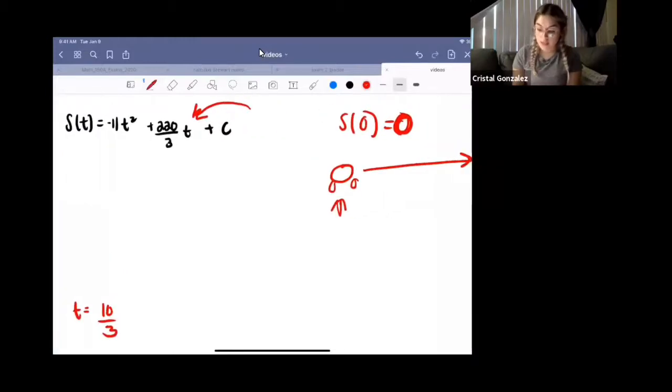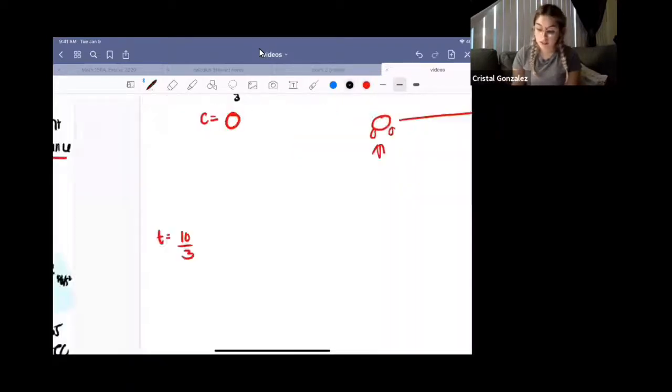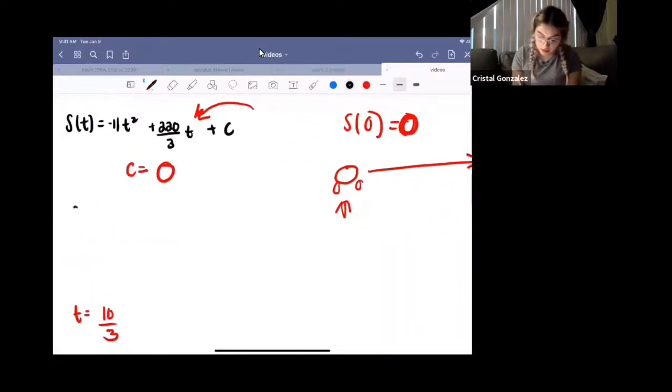So since s of 0 is equal to 0, if I plug in 0 into this function, I'm actually not going to write this down because you might actually see where this is going. If time is equal to 0, here's 0, 0, 0, everything gets zeroed out, and so c is forced to equal 0. So if I plug in s of 0 is equal to 0, we'll actually find out that c is equal to 0. And so that tells us that our position function looks like this.